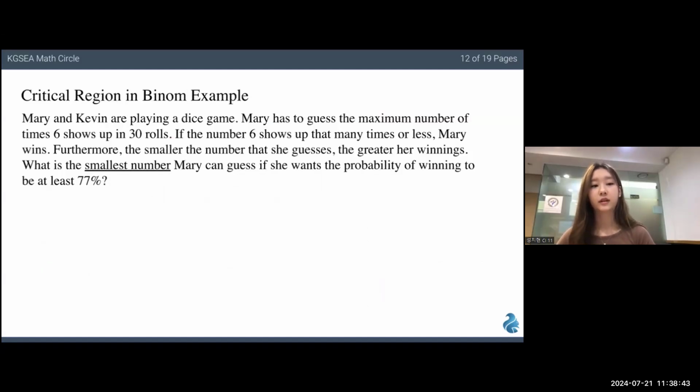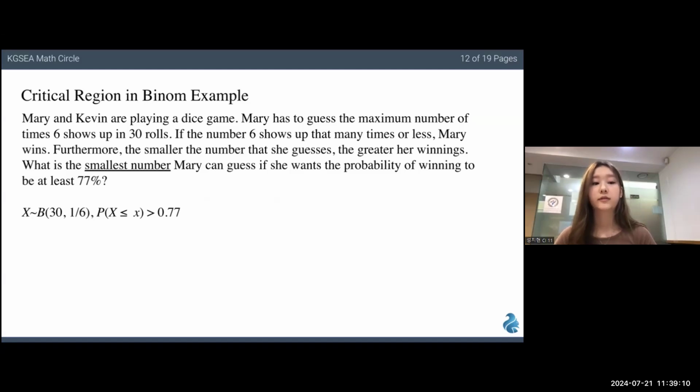Here's an example of a critical region in a binomial distribution. Mary and Kevin are playing a dice game. Mary has to guess the maximum number of times 6 shows up in 30 rolls. If the number 6 shows up that many times or less, Mary wins. And furthermore, the smaller the number that she guesses, the greater her winnings. What is the smallest number Mary can guess if she wants the probability of winning to be at least 77%?